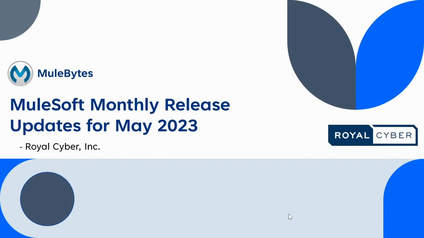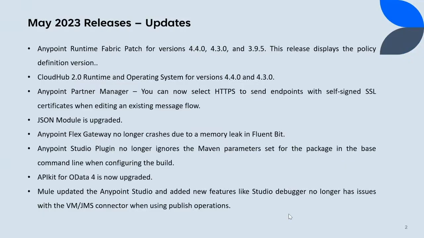In this video, we are discussing MuleSoft monthly release updates for May 2023. May 2023 release updates: Anypoint Runtime Fabric patch for versions 4.4.0, 4.3.0 and 3.9.5. This release displays the policy definition version. CloudHub 2.0 runtime and operating system for versions 4.4.0 and 4.3.0.